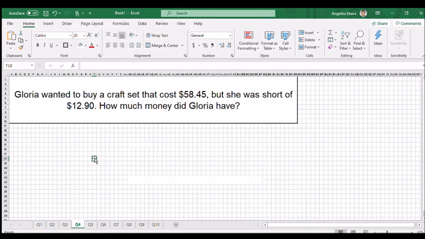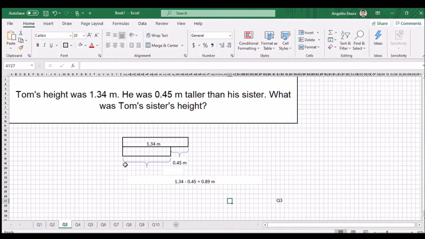If we're going to draw the model, this is our model. This is the price of the craft that she wanted to buy, which is $58.45. So where is our bracket? I put the bracket here.